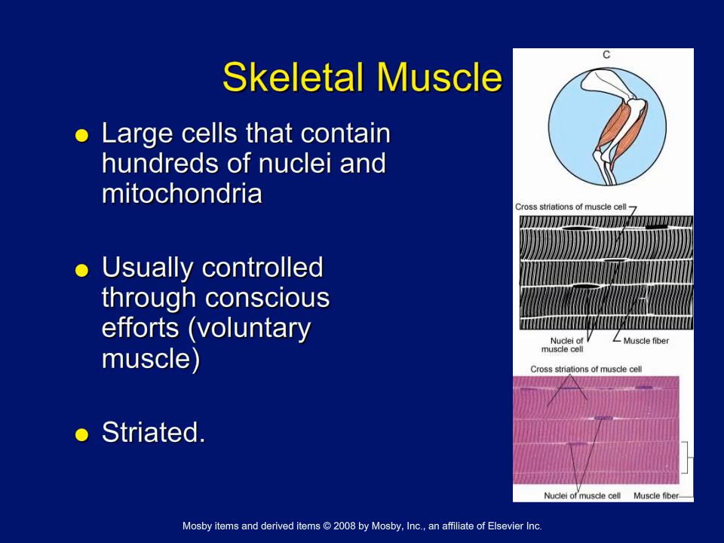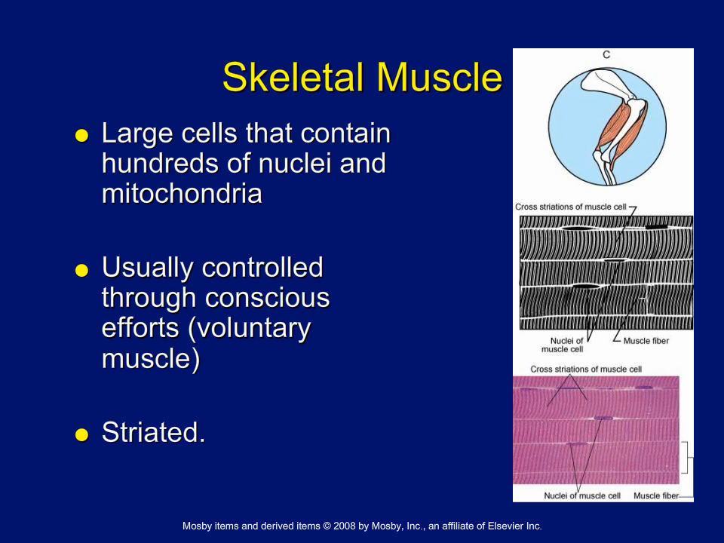Okay, our first type of muscle, and probably the one you're most familiar with, is skeletal muscle. Skeletal muscle is the muscle that we find on our skeleton. When you go to weightlift at the gym, it's your skeletal muscle that you're trying to build up. And so skeletal muscle is made up of very long, large cells that contain hundreds and hundreds of nuclei, and of course lots of mitochondria.